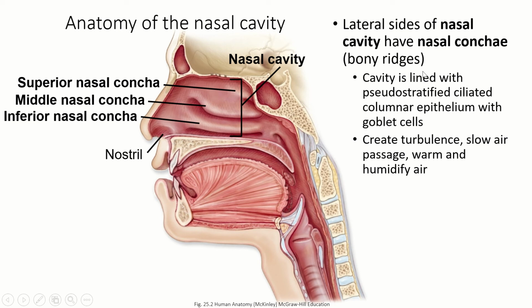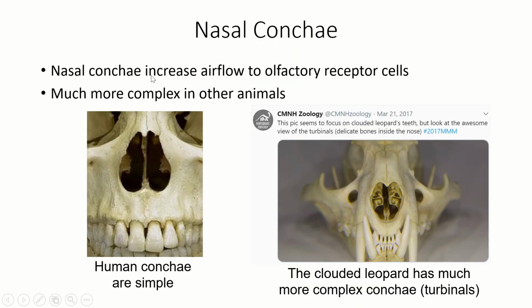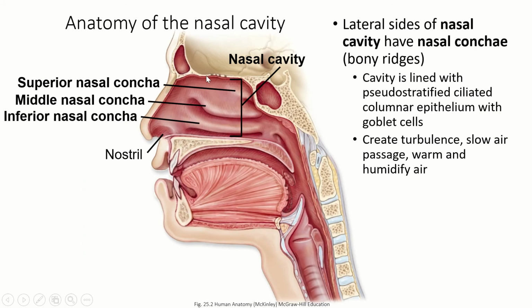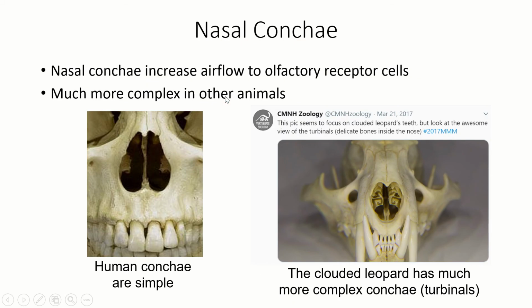The nasal conchae are also really important because they increase the airflow to the olfactory receptor cells. And you remember those are up here going through the cribriform plate into this epithelium here. So with more air traveling up to those receptor cells, you can smell better, which is why they're much more complex in other animals that have a better sense of smell. So in the human skull, these conchae are pretty simple.